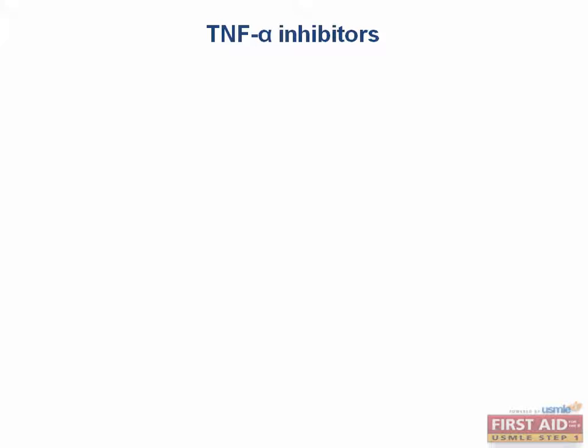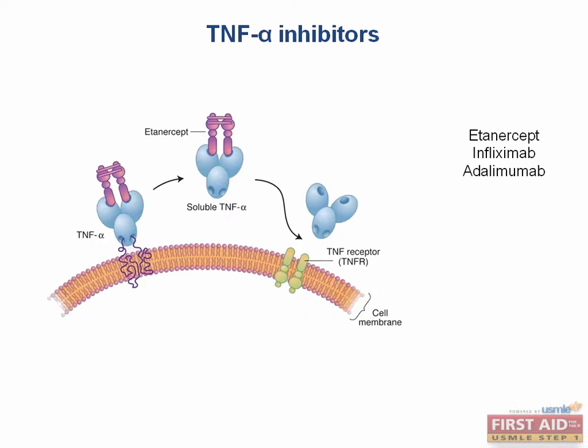The final drug class that will be discussed in this chapter is the TNF-alpha inhibitors. There are 3 of them that you need to know: etanercept, infliximab, and adalimumab. Now, how do they work? Well, they all block the function of TNF-alpha, but do so differently. Etanercept is a decoy receptor that binds to soluble TNF-alpha. You can remember this by remembering that etanercept is a decoy receptor for TNF.